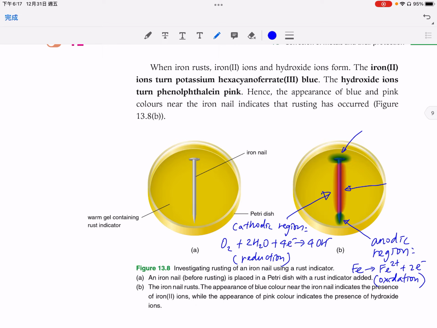And that's why in the anodic region, you will find the blue color, because the Fe2+ will react with the hexacyanoferrate(III) ion to give a blue product. How about the cathodic region? There is a pink color. Because of the formation of hydroxide ions, that means this part is alkaline, therefore phenolphthalein will turn pink. So this explains why you will observe the blue and the pink color.